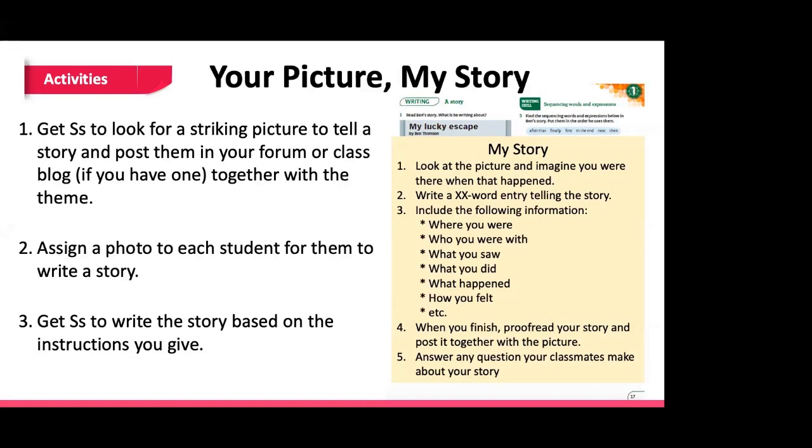So you're going to give them the instructions. Something that I cannot emphasize enough is that with online teaching, we really need to be very clear about instructions, and probably you discovered this already. Everything needs to be in writing and clearly detailed. So for example, for the activity that is my story, you're going to say, okay, look at the picture and imagine you were there when that happened, okay? Write a number of words. It could be a 20-word story, 50-word story, whatever, telling your story. Include the following information: where you were, who you were with, what you saw, what you did, what happened, how you felt, etc. Okay, that's up to you. When you finish, proofread your story and post it together with the picture, okay? And answer any question your classmates make about your story.